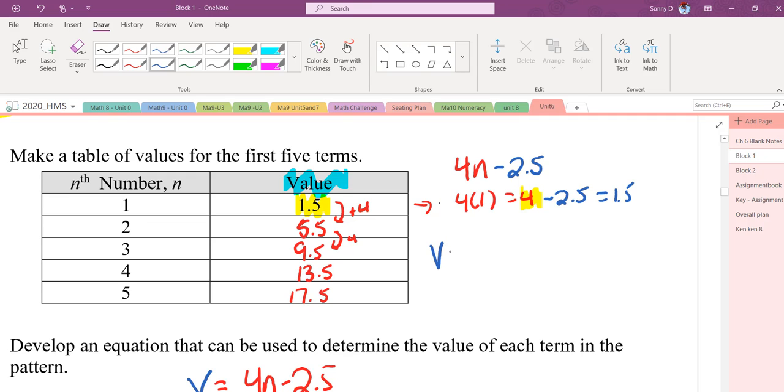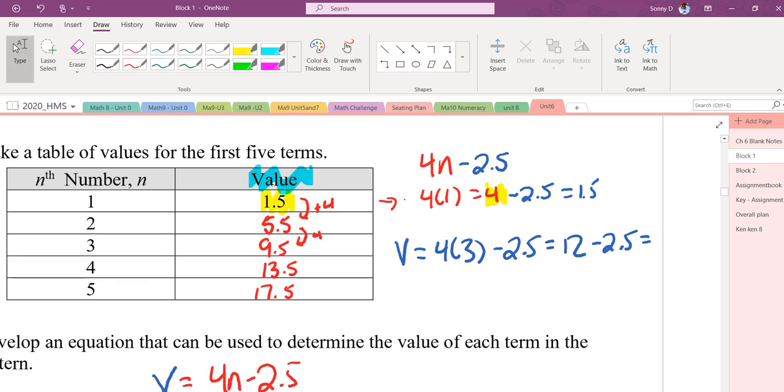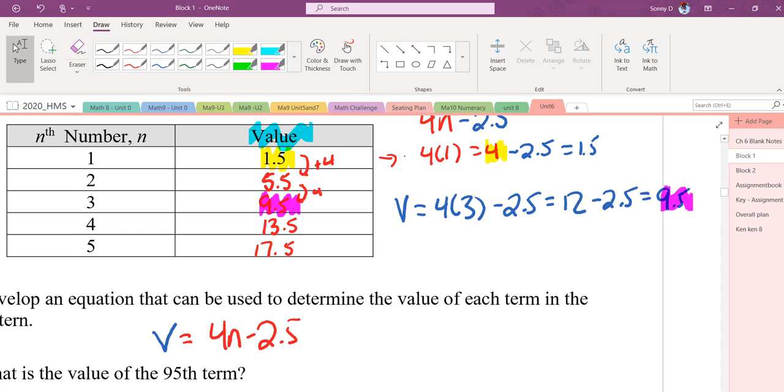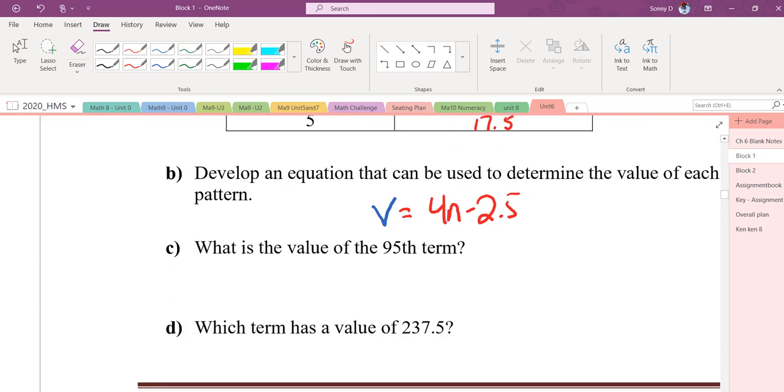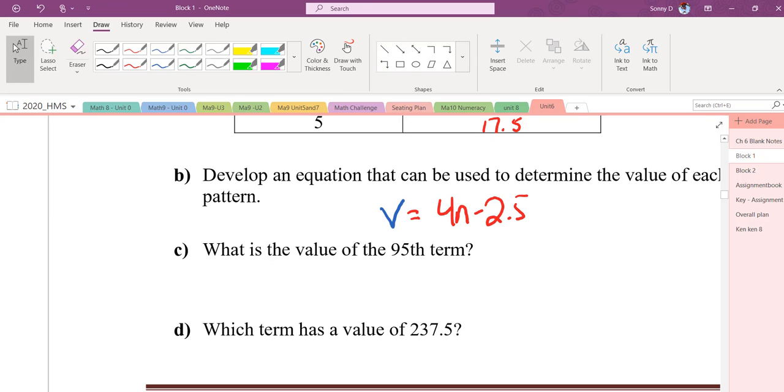So comparing it for 3, the value is equal to 4 times 3 minus 2.5. So 4 times 3 is 12 minus 2.5, 9.5. So yes, indeed, it worked because 9.5 and 9.5. That's what it should have been. All right. So our formula is right. So now with confidence, we can use that formula for solving the rest of the questions. We may make mistakes solving the questions, but at least we know our formula is right. Right? So, just like the questions before, use this formula to do C and D.